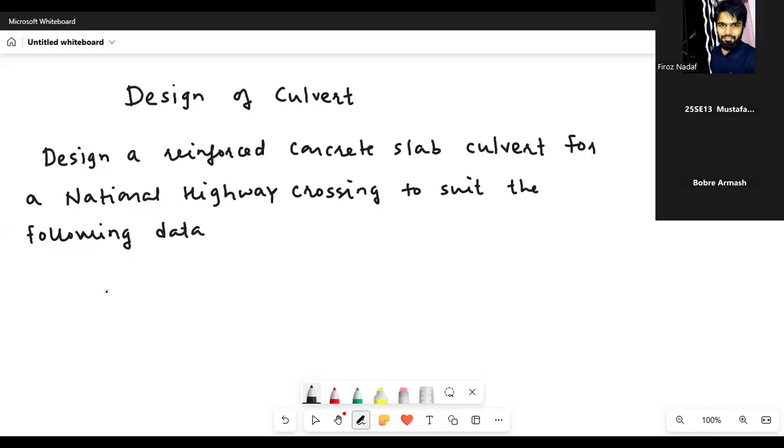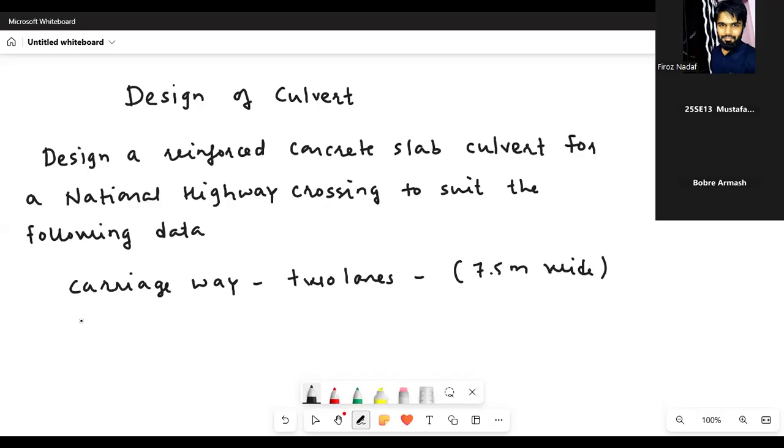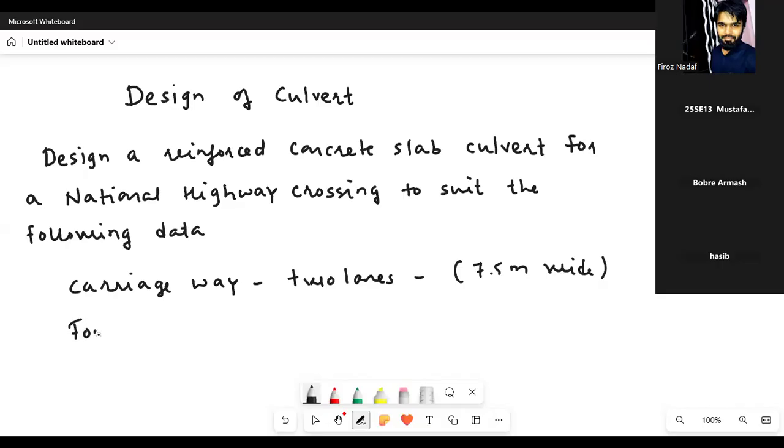Here they have given the width of the carriageway. In the previous class, I told you what is carriageway. It is a two-lane bridge. The width of the carriageway is 7.5 meter wide. That is what is given in the data. Then footpath is given: 1 meter on either side.